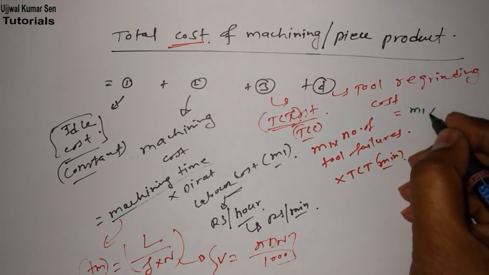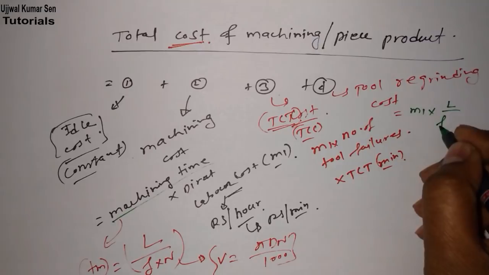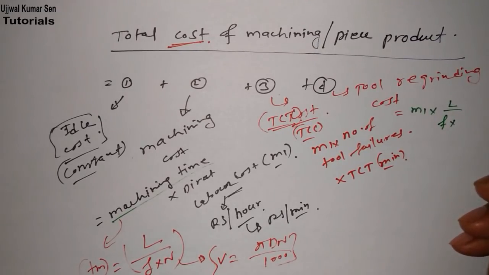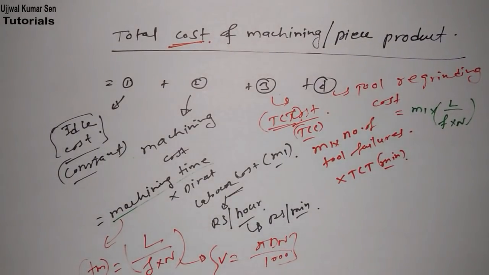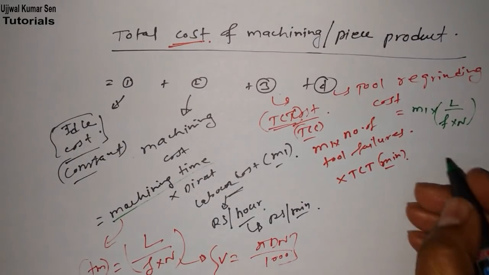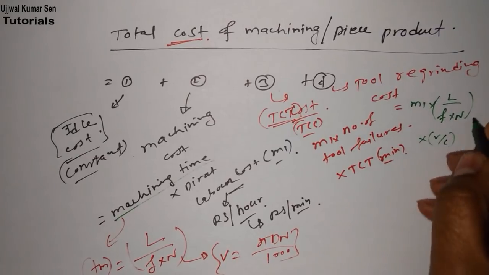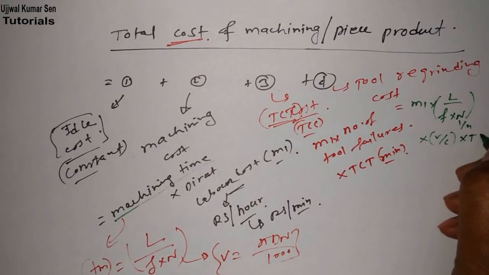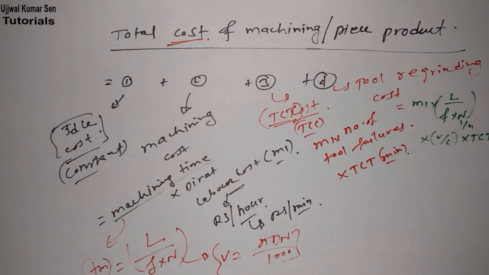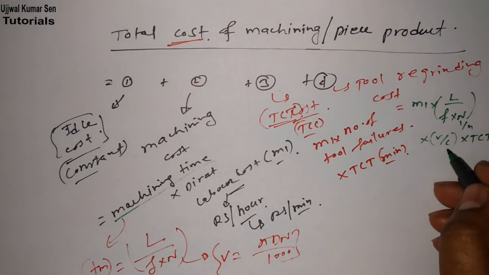Into L by F into N. What is L? What is F? What is N? I have already shared with you. This is known as machining time, L by F into N, multiplied by (V by C) to the power 1 by n, into tool changing time.